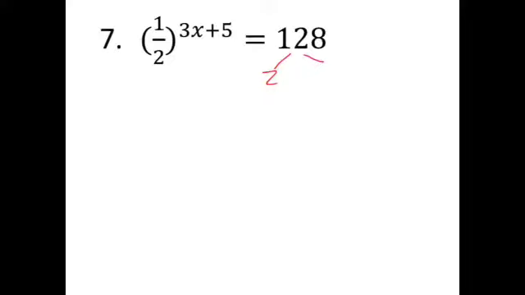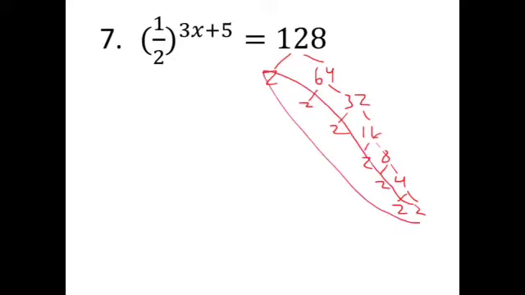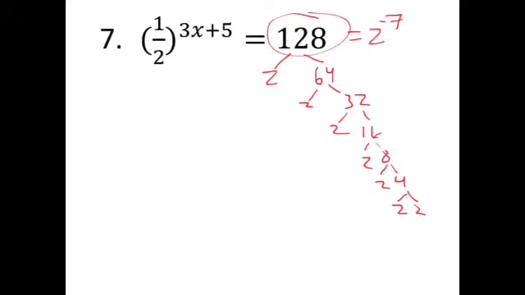So divide by 2, you get 64. Divide by 2, you'll get 32. Divide by 2, you'll get 16. Divide by 2 to get 8. Divide by 2 to get 4. And divide by 2 again to get 2. So we finally have a lot of 2's being multiplied together: 1, 2, 3, 4, 5, 6, 7. So 2 to the 7th power gives me 128.